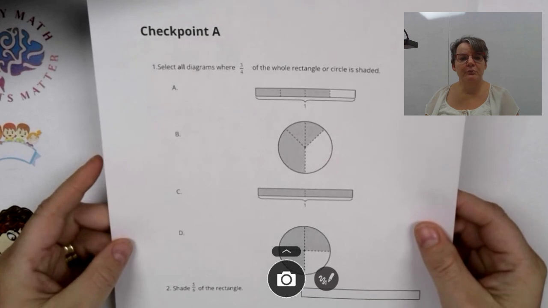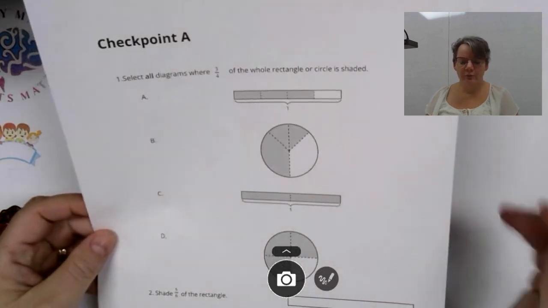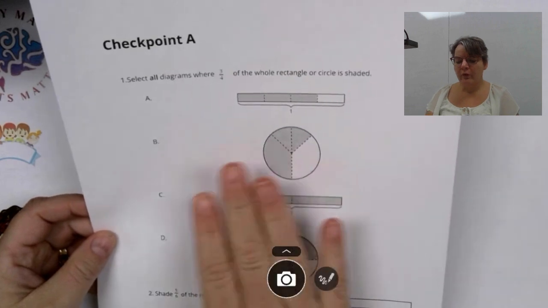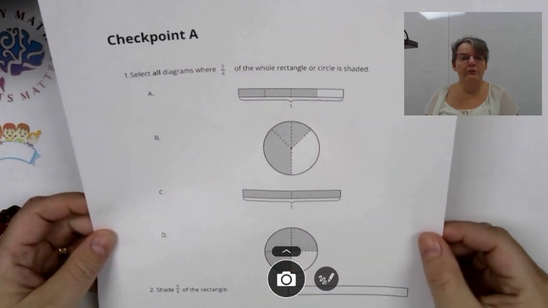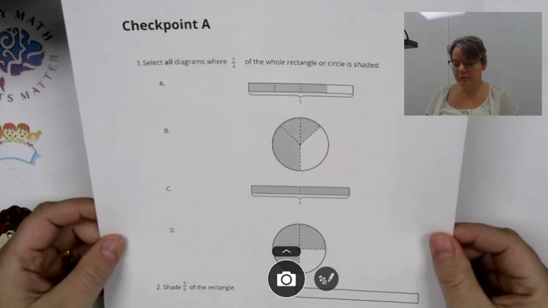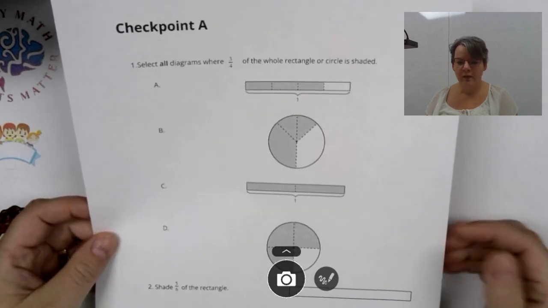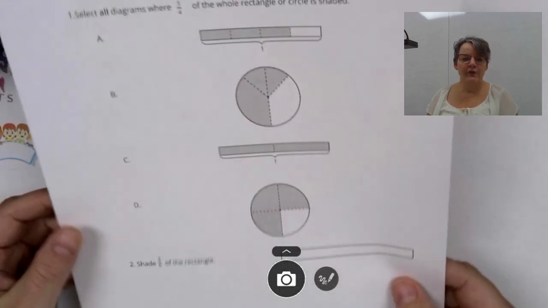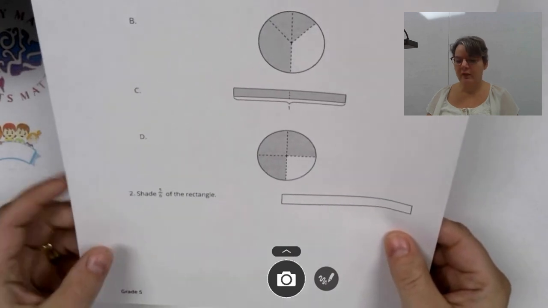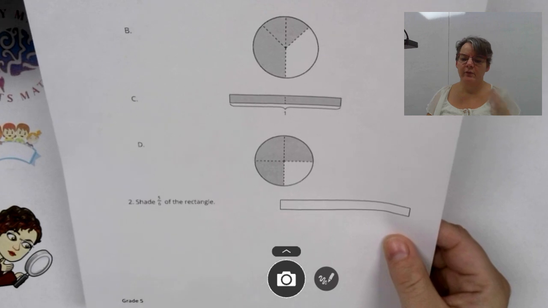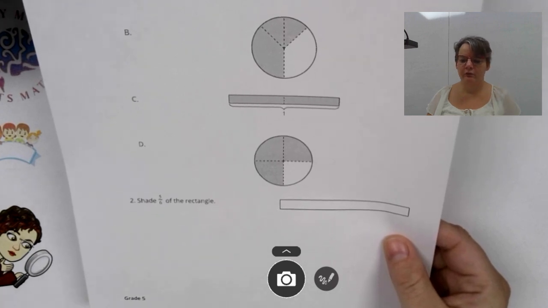The first thing I would do with these students is use checkpoint A, which is included in the handouts, where students will go ahead and select all diagrams that represent 3/4 of the whole rectangle or circle that is shaded, and then they're also asked to shade 5/6 of the rectangle. This is just a quick checkpoint to gauge where students are in their understanding of fractions.